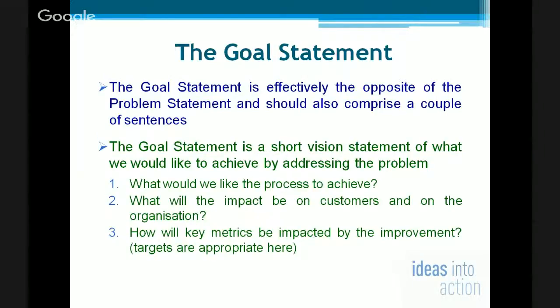So what would we like the process to achieve? What will the impact be on customers and on the organization if we resolve the problem identified? And what will the key metrics be so that we can measure improvement when the project is completed?